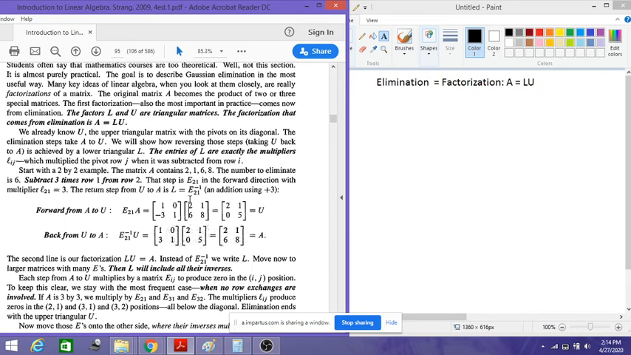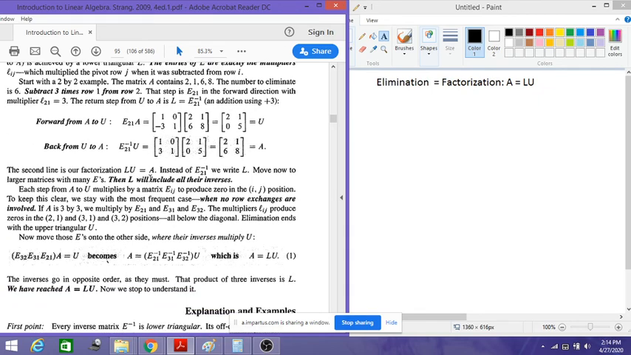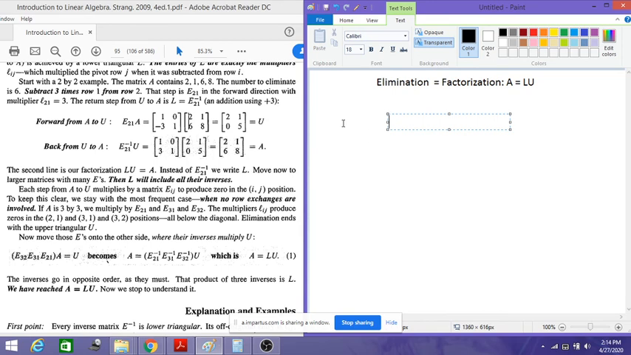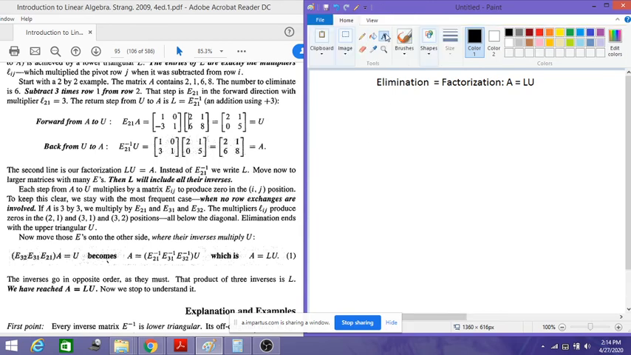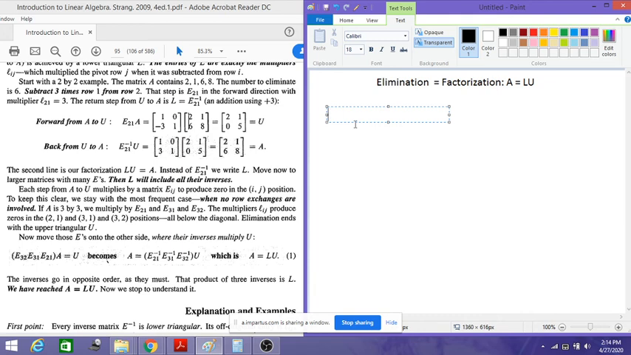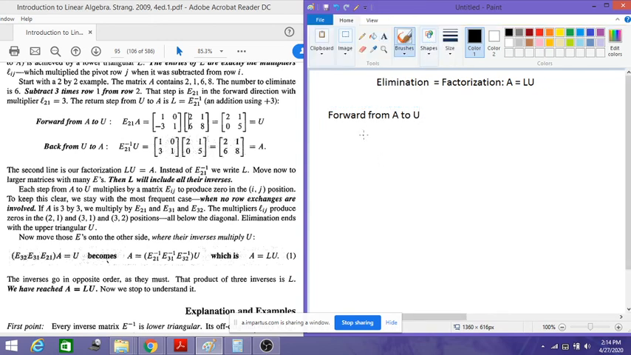To see this, let us take an example to understand it. Going forward from A to U, I'll take one example here. We'll take this as E21 into A. I'll write this elimination matrix later. Before that, let me write the A matrix here. The A matrix given is 2, 1, 6, 8.